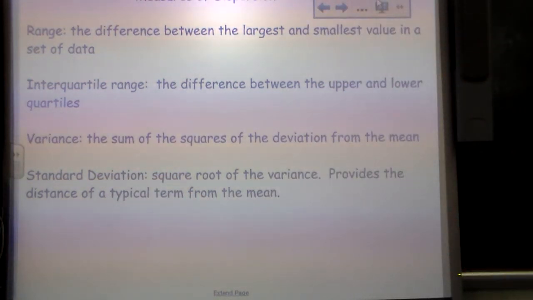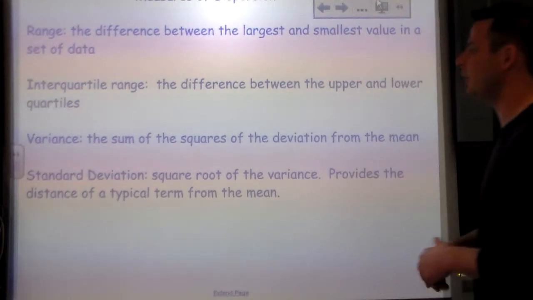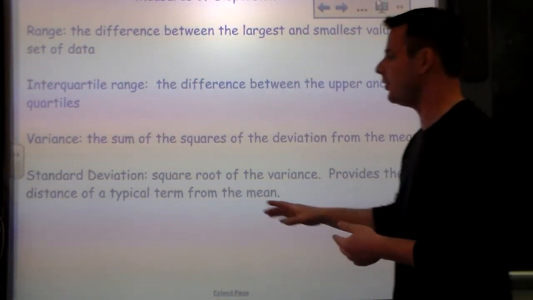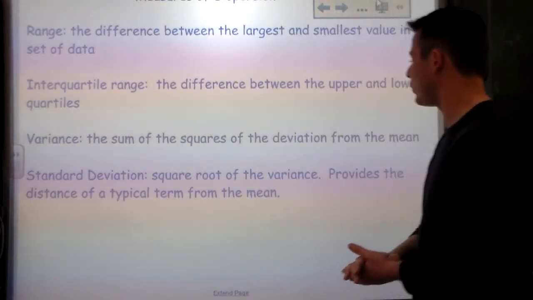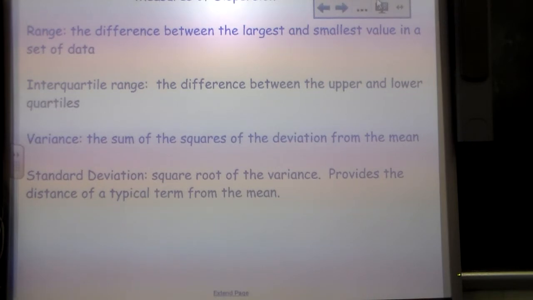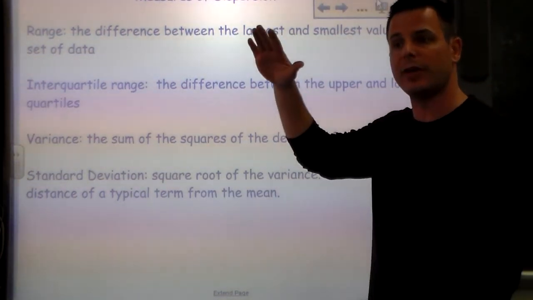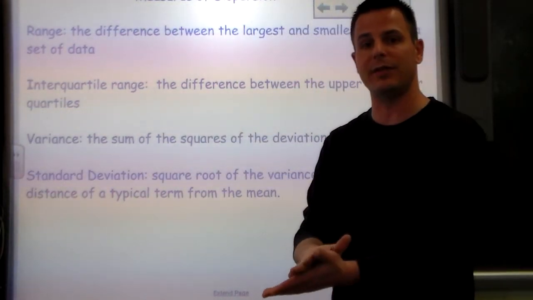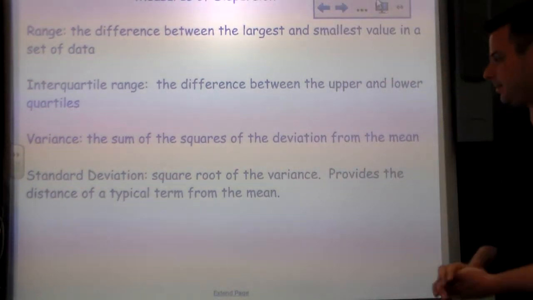So the range is the difference between the largest and the smallest values. The interquartile range is Q3 minus Q1. The variance is the sum of the squares of the deviation from the mean, and the standard deviation is giving you the consistency of a set of data. It's the square root of the variance, and this number provides the distance of a typical term from the mean. So the higher the standard deviation, the further a typical term is from the mean. The lower the standard deviation, the more consistent the set of data is with the mean.